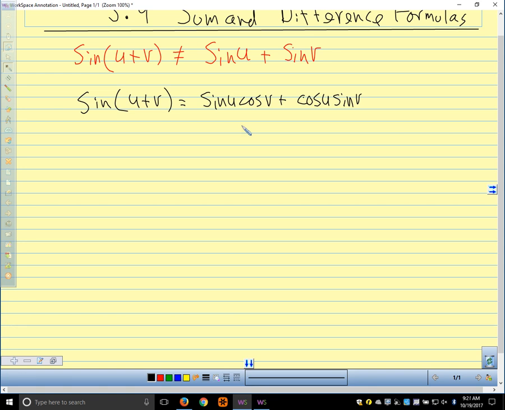And before I write the next one, these all come from... it's a good amount of work, but it all comes from right triangle trigonometry that we've used before, using the x coordinates and the y coordinates of the various triangles that are involved in these things to come up with the formulas. All right, so sine of u minus v is sine u cosine v minus cosine u sine v.